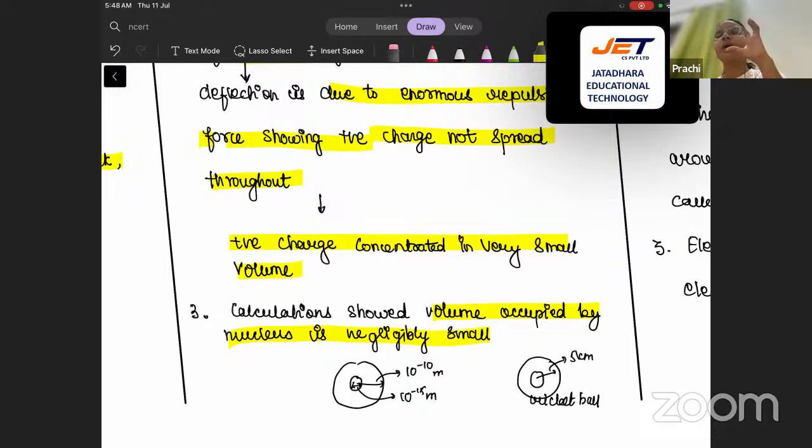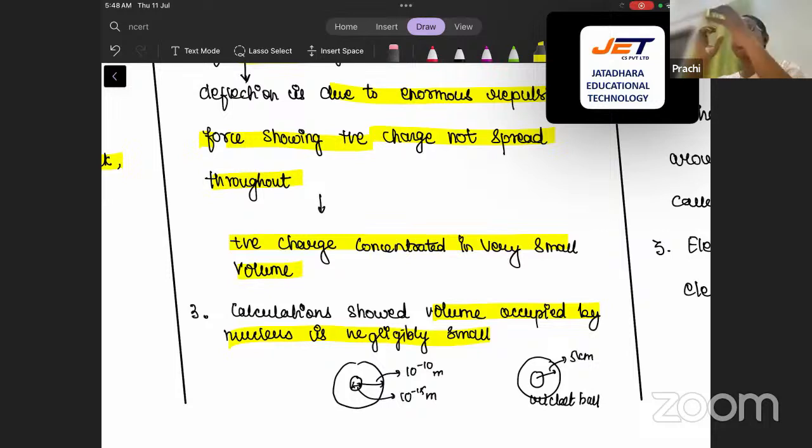So what they said is that the volume occupied by the nucleus is negligibly small. So what we can say from here is that the nucleus is very dense. The nucleus is very, very dense. So all the charge is concentrated at one place.